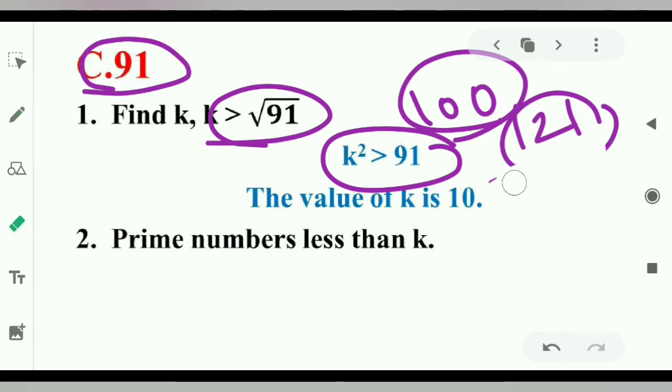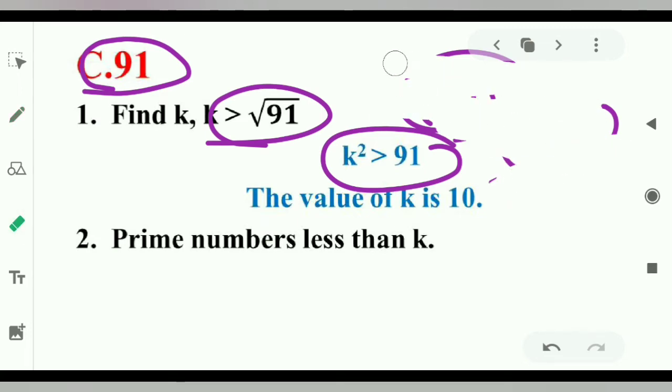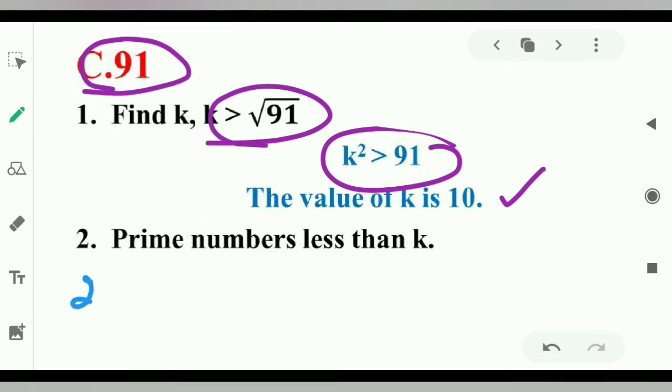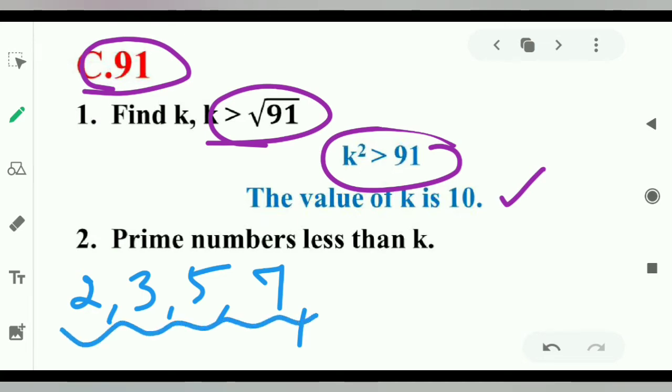Okay, we have to take only the minimum square number which is greater than the given number. So we have taken 10 here. Let's list out the prime numbers which are less than k. See, 2, 3, 5, 7. 9 is not a prime number. Again, 11 is greater than the found value 10. Okay, so we have listed out the numbers which are less than this.